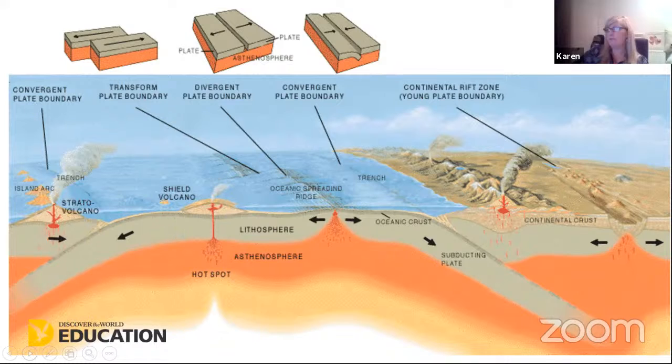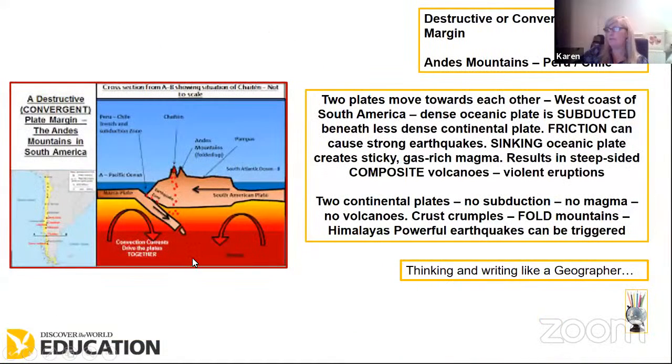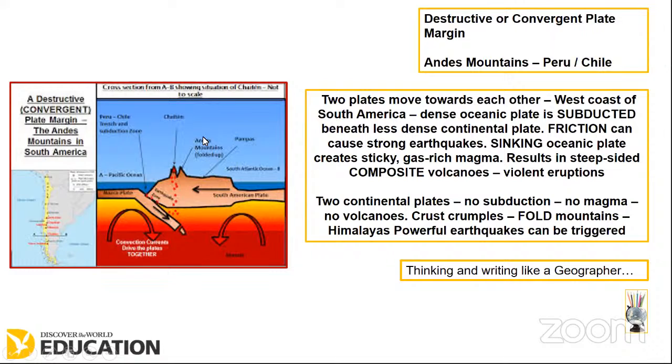Let's move on now, one slide. We have here a picture of a destructive plate boundary, and we have the oceanic plate going underneath the continental plate. Someone's asked a question about Hawaii. I will talk about Hawaii in a minute because it's a hot spot, so I will talk about that in just a minute.